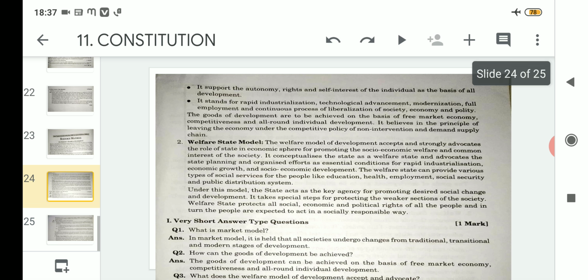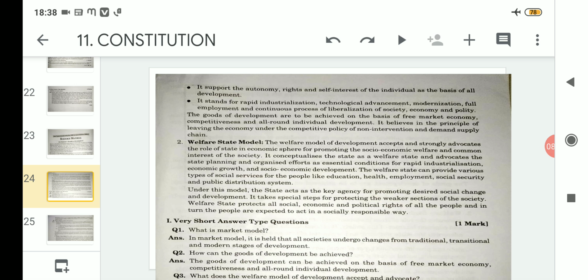Clear? Under this model, the state acts as the key agency for promoting desired social change and development. It takes special steps for protecting the weaker sections of the society. Welfare state protects all social, economic and political rights of the people, and in turn the people are expected to act in a socially responsible way. That means what?